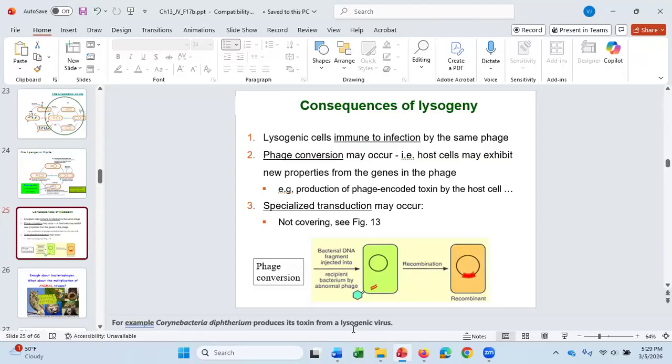whether or how sick you will become from a bacterial infection may depend on whether the bacteria that's infecting you is also infected with the virus. And you would much rather be infected by Corynebacterium diphtheriae that cannot produce the toxin than by a bacteria that actually had the lysogenic virus that encoded the diphtheria toxin. Any question about any of that?